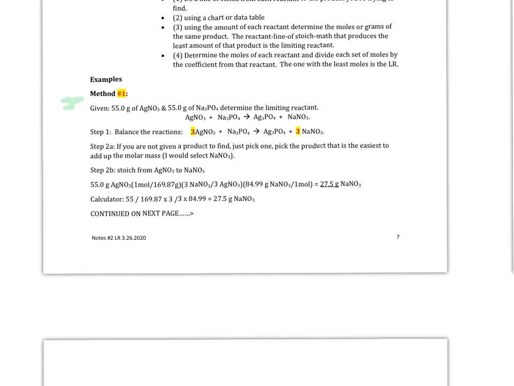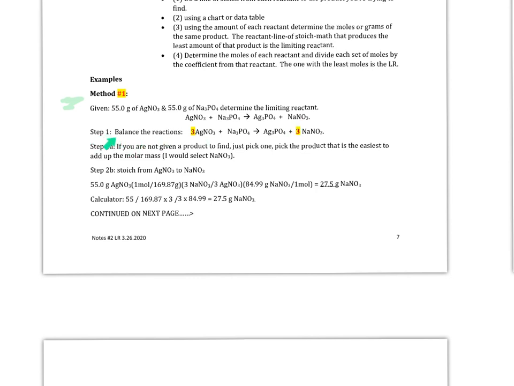You're given 55 grams of AgNO3 and you're given 55 grams of Na3PO4. So you're given 55 of this and 55 of that. And it just wants you to find the limiting reactant. But really and truly, in order to do that, we have to find, according to our method, the amount of either this one or that one. And I choose the path of least resistance. I would choose this one as the thing we're trying to find because it has fewer things to add up.